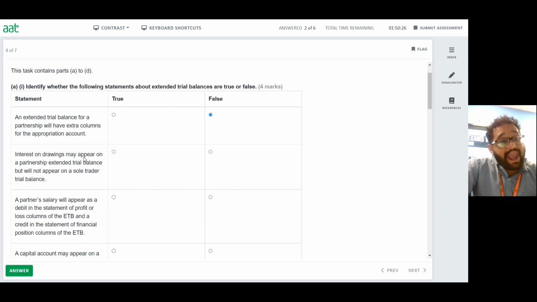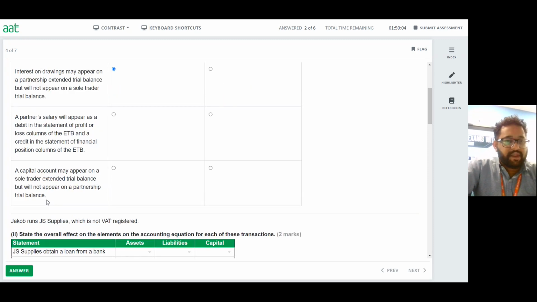Interest on drawings may appear on a partnership extended trial balance, but will not appear on the sole trader trial balance. Yeah, it's true, because a sole trader doesn't charge himself interest, either on drawings or on capital. A partnership, on the other hand, may use that because that way partners can streamline the money for the best usage of the business. So therefore, this is true.